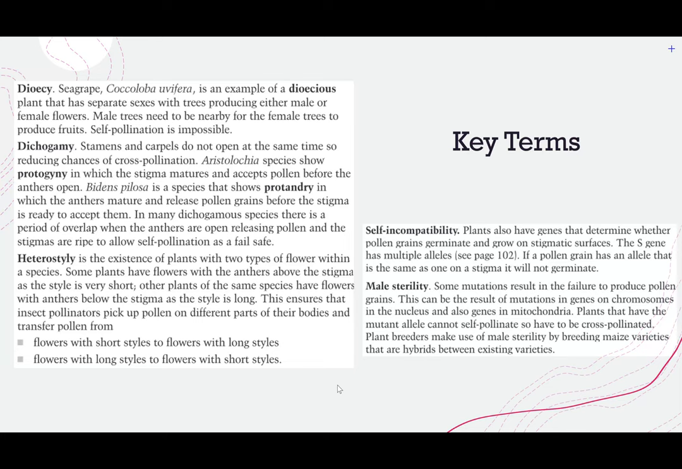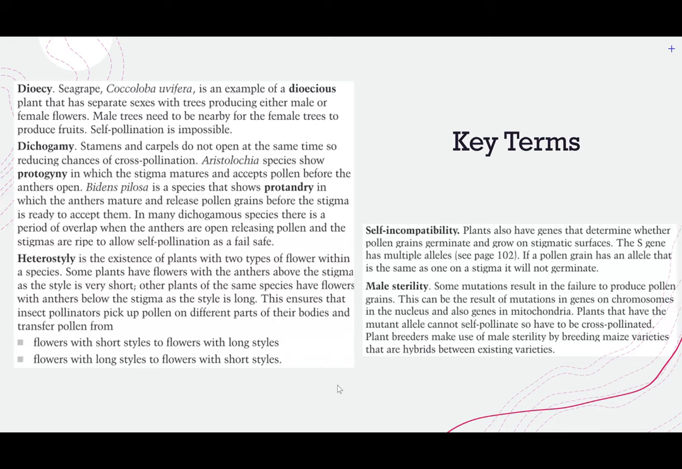And in another case, let's say that the carpels are now active, but the stamen is not. So the carpel will be there waiting for pollen, and pollen will not come, because within that species the stamen is not active at the same time the carpel is. So cross-pollination is reduced in this case because the two different parts of the flower are not active at the same time. So there's going to be no general pollination occurring within that period of time. So it reduces the chances of cross-pollination occurring.